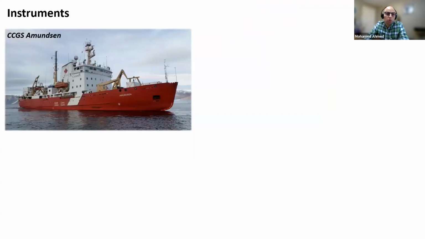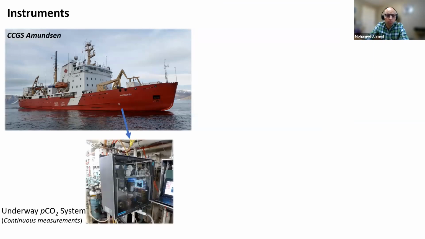So how do we do that? We have access through the Canadian Coast Guard. I was fortunate, Canadian Coast Guard Amundsen ship. We have different instruments installed in the ship. We have underway systems that do continuous measurement for the BCU2 and other oceanographic variables.